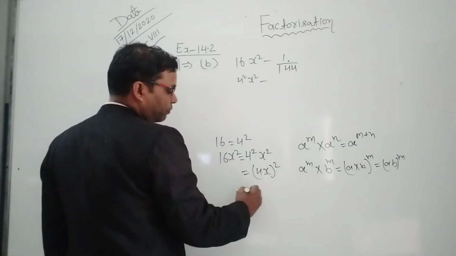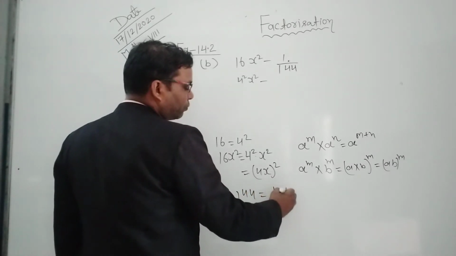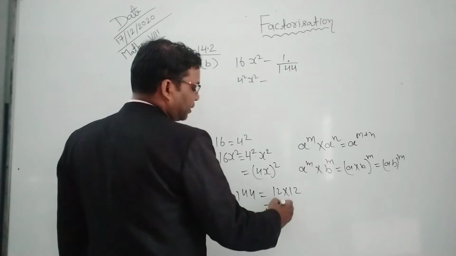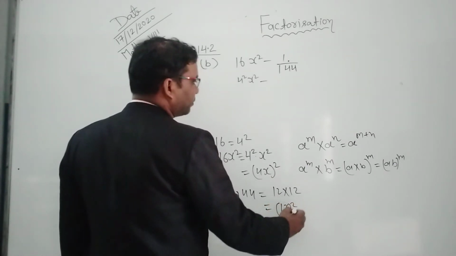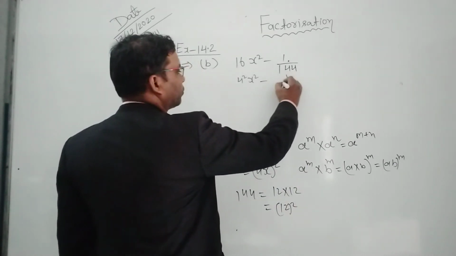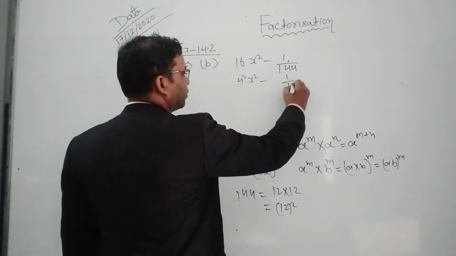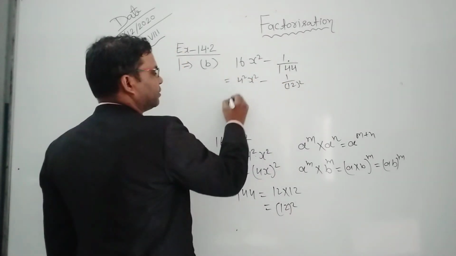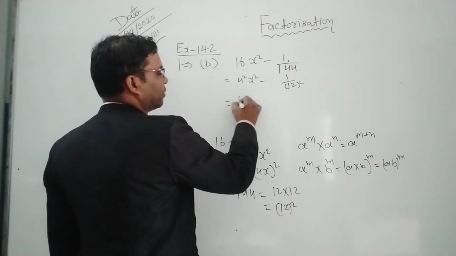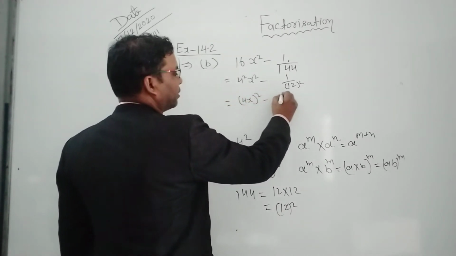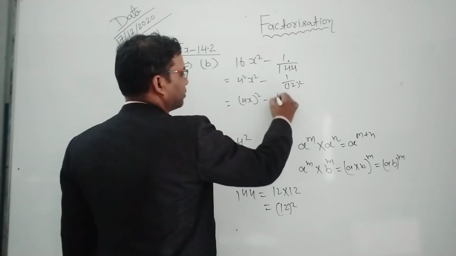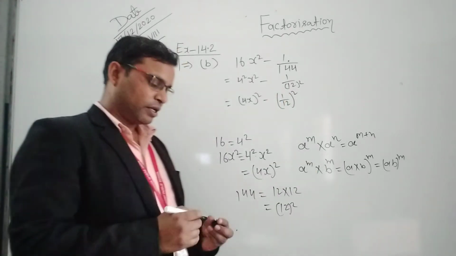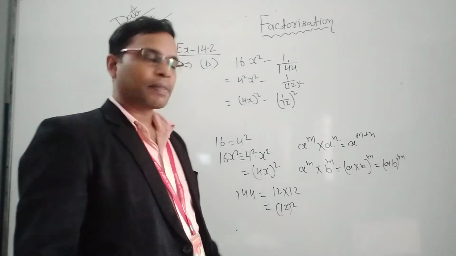144 is equal to what? 12 into 12 is equal to 144. Or you can say this is equal to square of 12. Clear now? So also you can write it as square of 4x minus square of 12. Clear?